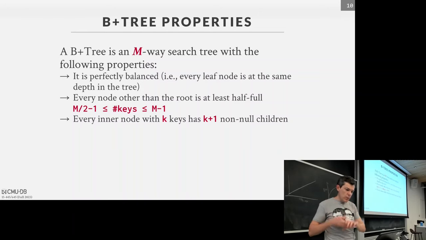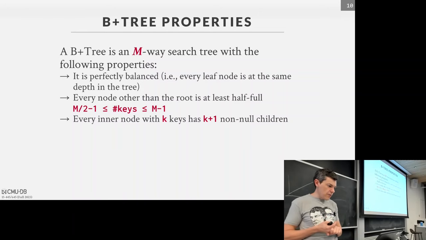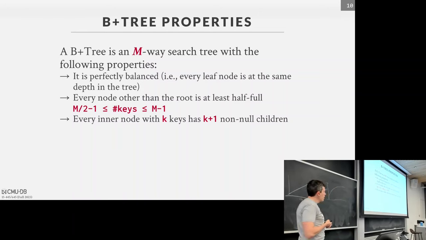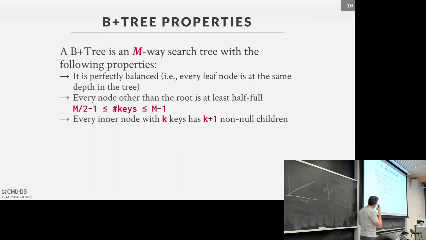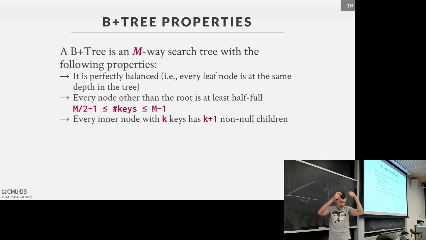But again, we can tweak that requirement later on. And so then the root would be a special case, so we can ignore it for now. And then every inner node with at least k keys is going to have at least k plus one non-null children. Meaning I could have some locations where there are possible pointers to leaf nodes or nodes below me when I'm an inner node, but I don't have to have the max number.